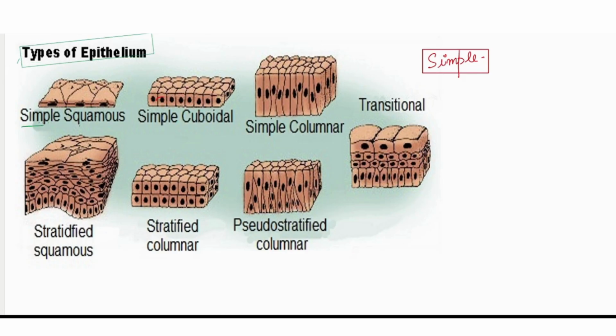Simple epithelium means a single layer. Squamous means oval shape. Then simple cuboidal means the cube shape would be there, and simple columnar means long, tall and cylindrical. It would be tall and cylindrical in shape.